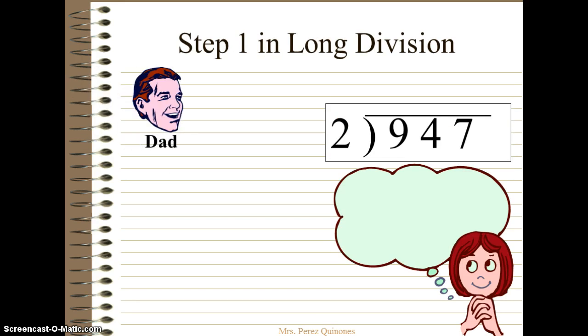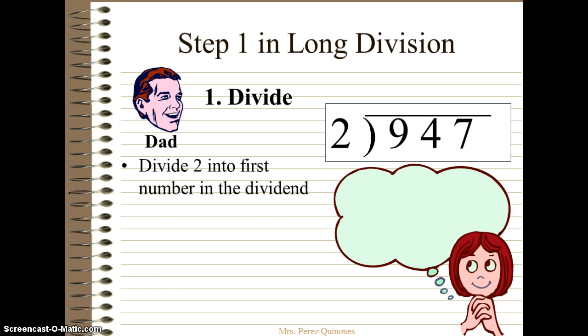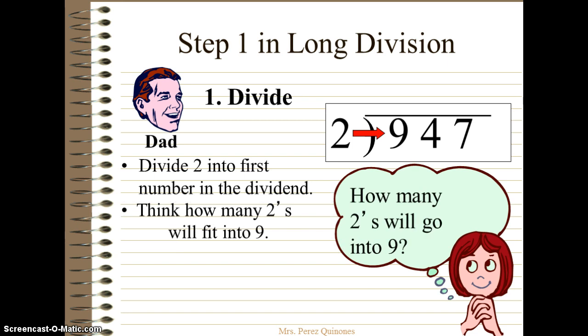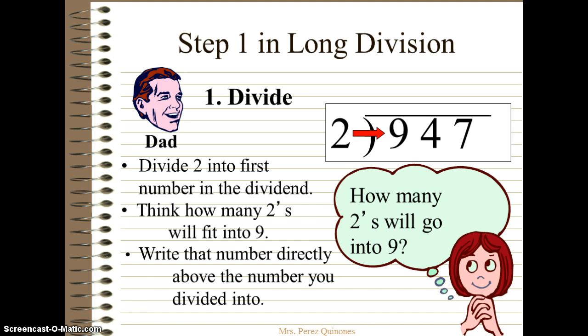Step 1 in long division. Dad says divide. Divide 2 into the first number in the dividend. Think how many 2's will fit into 9. How many 2's will go into 9? Write that number directly above the number you divided into. 2 goes into 9 4 times.